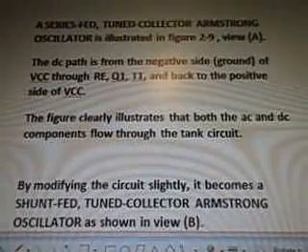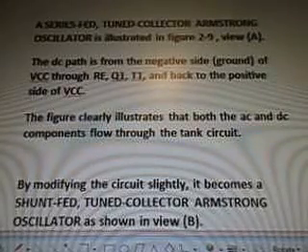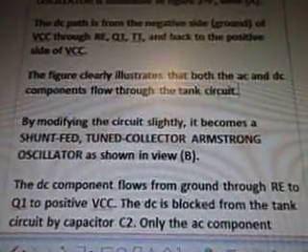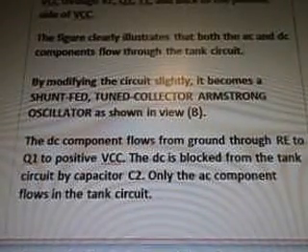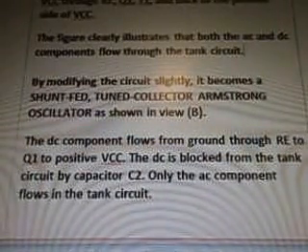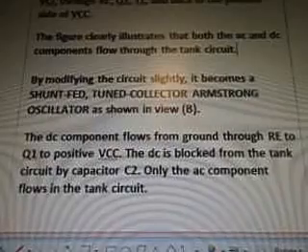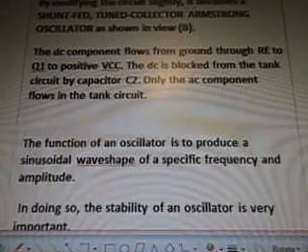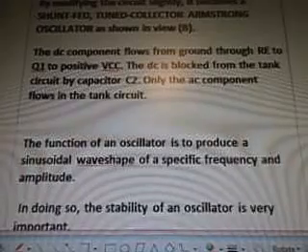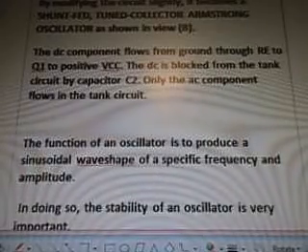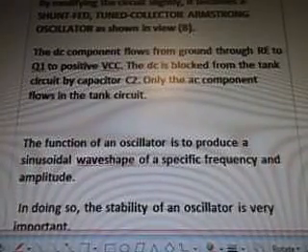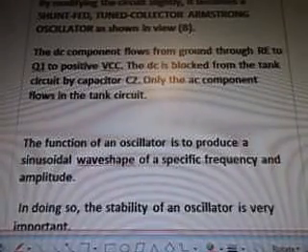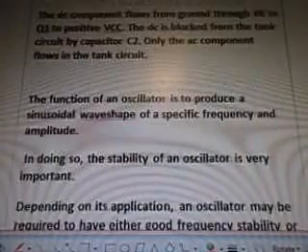Okay, the figure clearly illustrates that both the AC and DC components flow through the tank circuit. By modifying the circuit slightly, it becomes a shunt-fed tuned collector Armstrong oscillator, shown in view B. And I don't have view B for some weird reason. The DC component flows from ground through RE to Q1 to positive VCC. The DC is blocked from the tank circuit by capacitor C2. Only the AC component flows in the tank circuit.